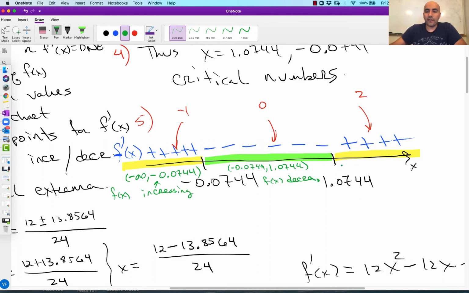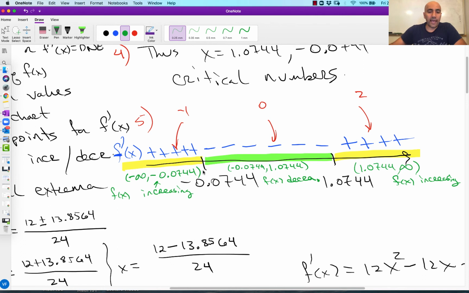Good. And finally, on this interval, from 1.0744 up through positive infinity, in this interval, the underlying function f of x is increasing, right? Because the first derivative was positive in that zone.